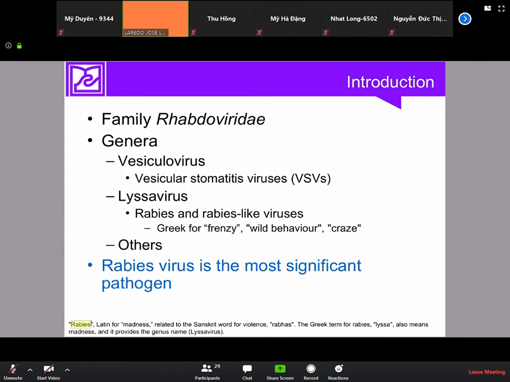Rabies is a Latin word that means madness. So you can imagine what happens with rabies. And the family Rhabdoviridae contains many different viruses, but the most important is the rabies virus, and this is the only one we are going to study.